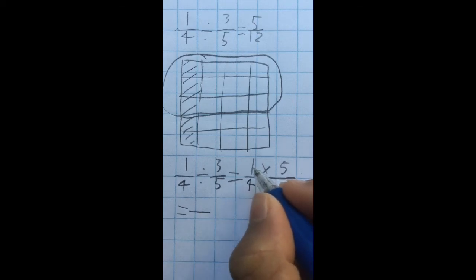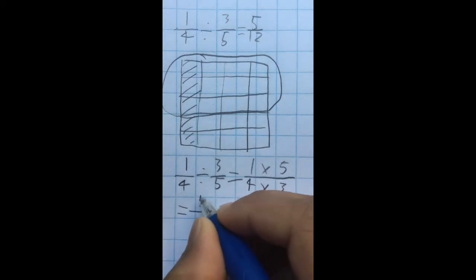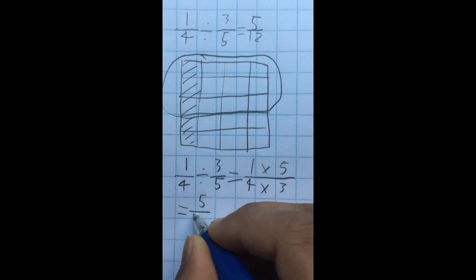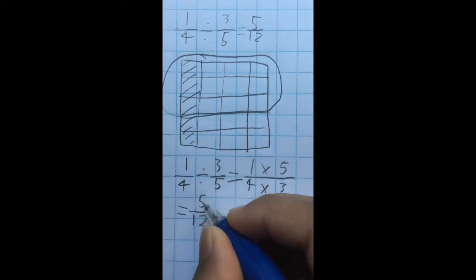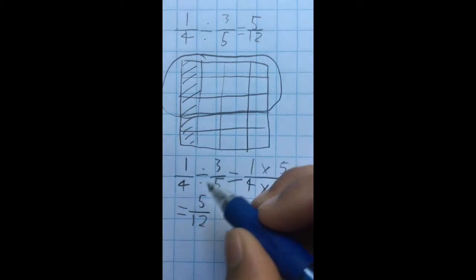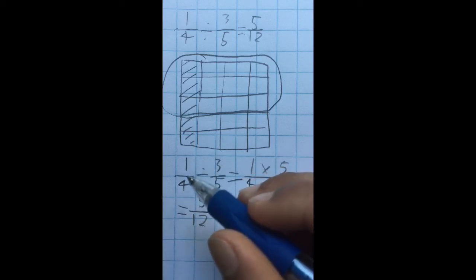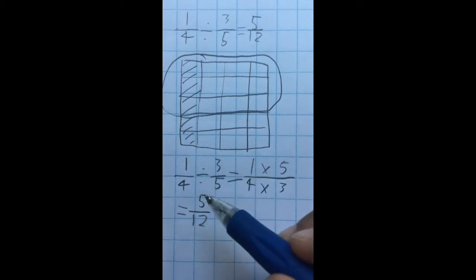The answer to this will be 1 multiplied by 5 is 5, and 4 multiplied by 3 is 12, and it's 5/12 at both places. So the answer to 1/4 divided by 3/5 is 5/12.